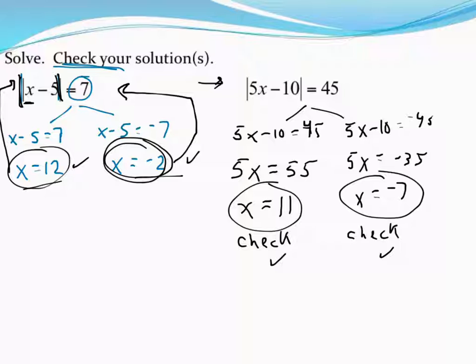And there's your two answers that hopefully you came up with, positive 11 and negative 7. And again, make sure you've checked those. They both do check out in this case.